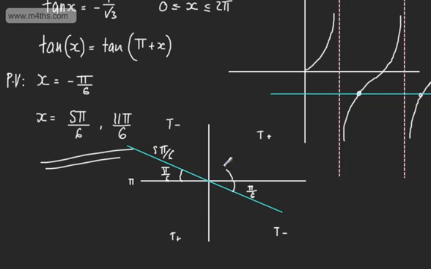So all I've done is gone round, and then I'm going to come round and add another pi, and that will give me now 11 pi by 6. So I think that's a nice way of doing it.